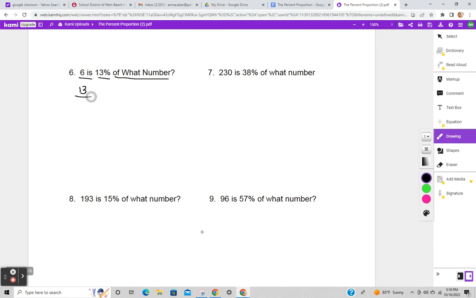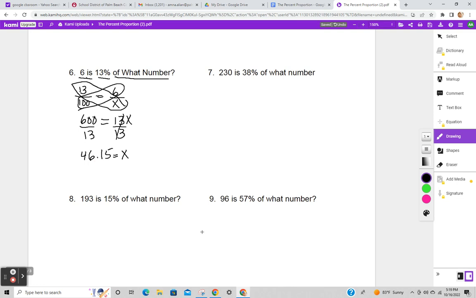So we'll start with writing our percent, 13 over 100. We have our is, that number is 6. We don't have our of, that will be x. And now we'll take the cross product again. So this will be 600 equals 13 times x, which is 13x. We'll divide both sides by 13. And x equals 46.15.